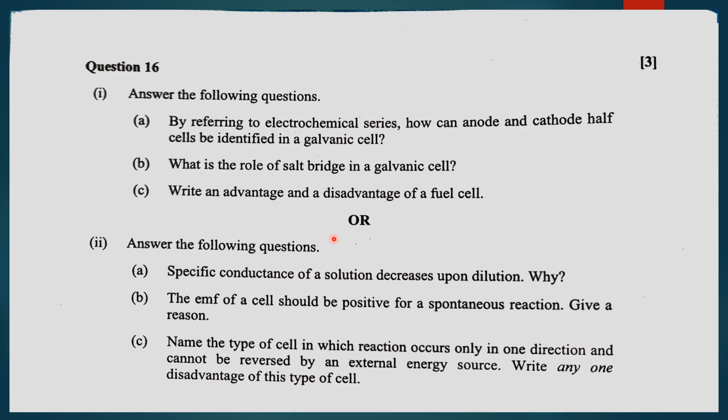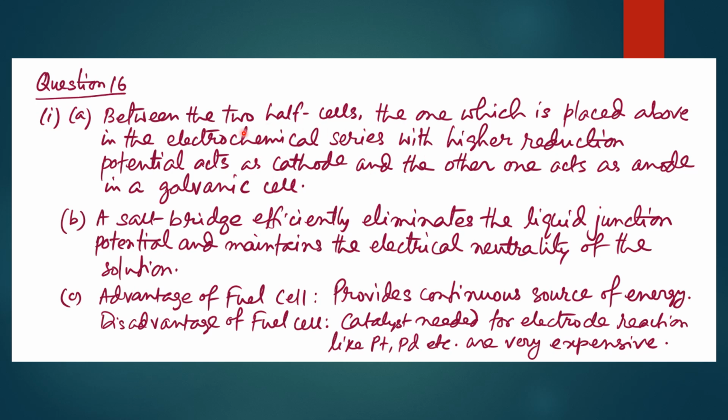Now question number 16 related to electrochemistry. Here we have two questions, and this is a little bit descriptive question. So between the two half cells, the one which is placed above in the electrochemical series, because in the electrochemical series they are placed according to their reduction potential. Higher reduction potential, they are at the top, lower reduction potential, they are below. And we know greater the reduction potential, the more easily they will be reduced, so they can become the cathode. That means in the electrochemical series, the system which is above, that will become the cathode, reduction, and the one which is below, that will be the anode, that is the oxidation.